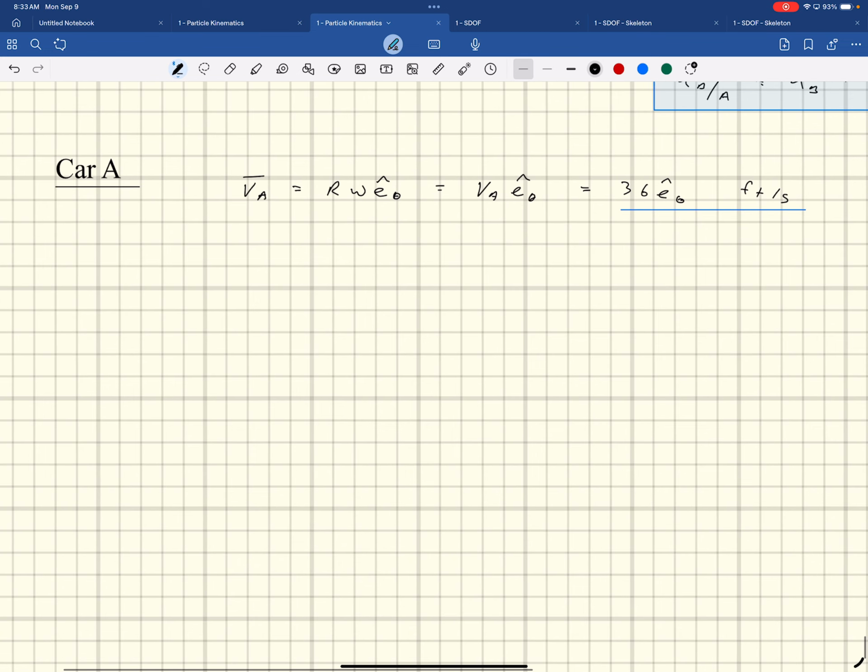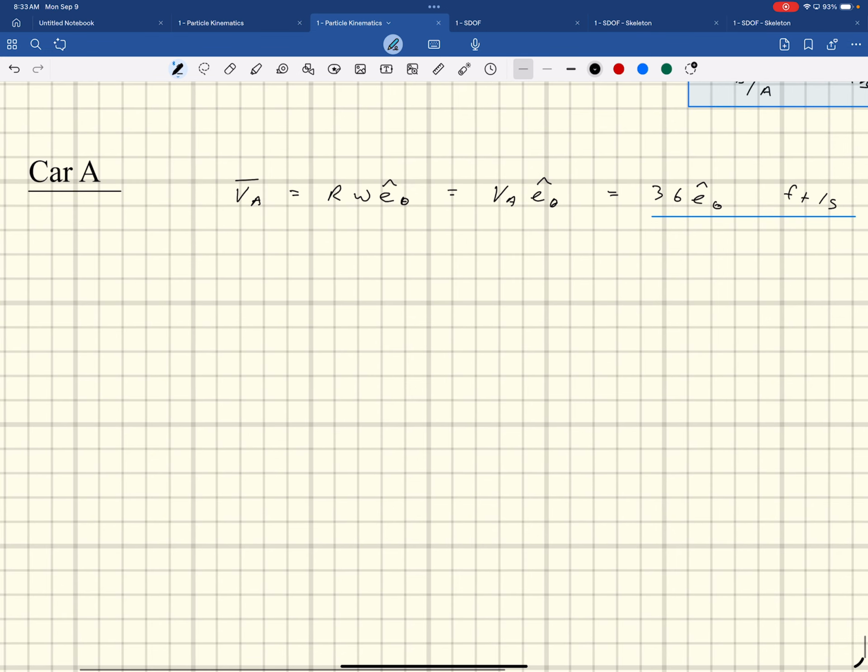Okay, and that's the velocity. Let's talk acceleration of A. Acceleration is equal to r alpha in the e theta direction minus r omega squared in the ER direction. These are just coming from a couple pages before, where we had polar coordinates traveling in a circle. In this case, these things are traveling at a constant velocity, so there is no r alpha term. So that goes to 0.